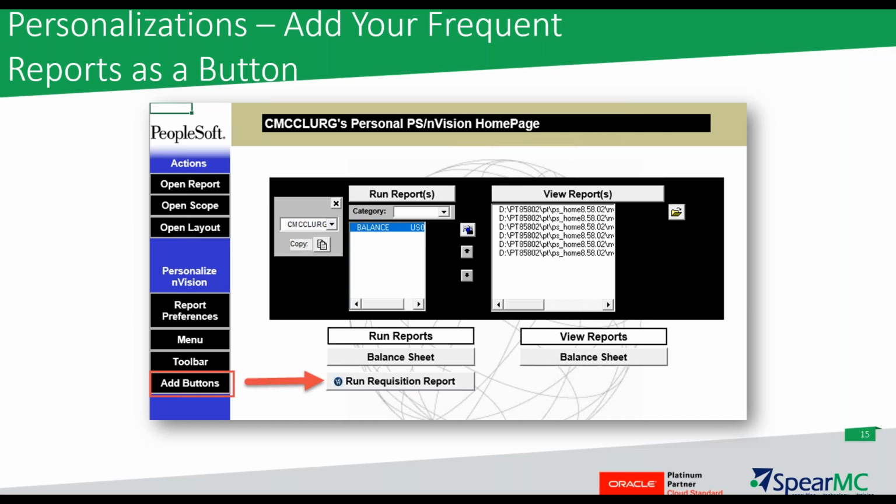Put those buttons on. I didn't even show you how to do it because you click on the add buttons and it couldn't be easier. You just simply tell it which report request you want to run. Okay, that's it for personalizations.